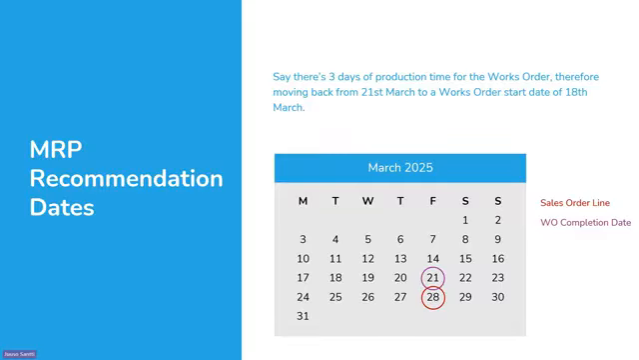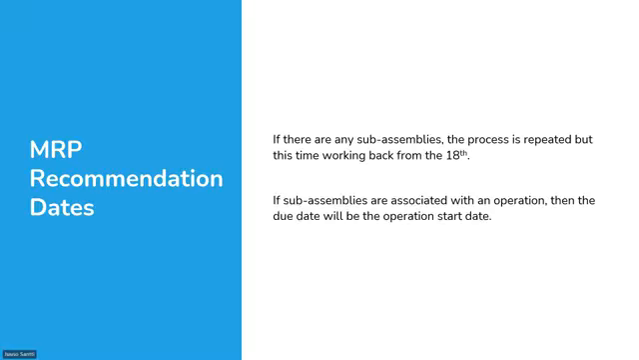So let's say we have 3 days of production time for that particular works order. Therefore, a works order will need to be started on the 18th to be completed on the 21st to give us that 1 week buffer time. If there are any sub-assemblies, the process is repeated, but working back from the 18th. If the sub-assemblies are associated with an operation, then the due date will be the operation start date.